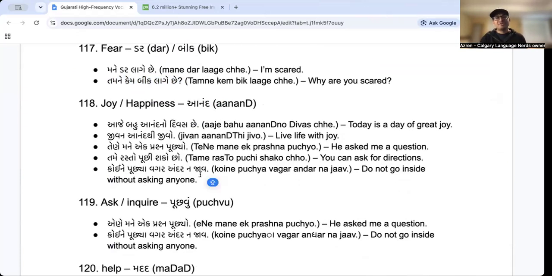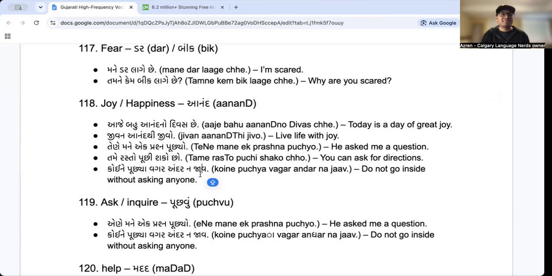The word for joy or happiness is anand. A little fun tangent: when you look at popular languages like English or French, widely learned languages, you can often just buy a frequency dictionary that tells you, in a very scientific way, what is the most common word, the second most common, third most common. Gujarati doesn't have that that I've been able to find.